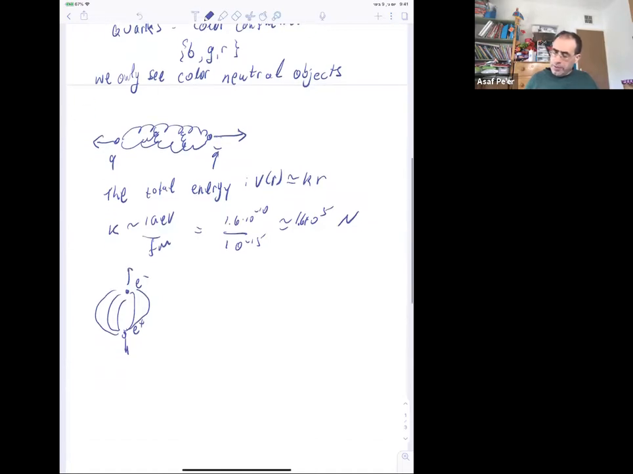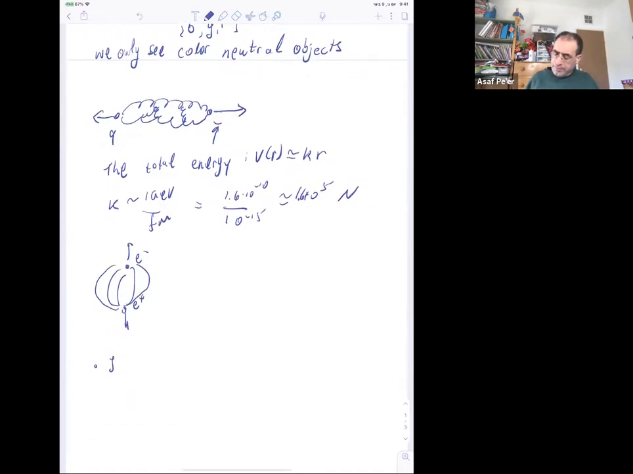And then the last thing we spoke about was jets. So, okay, what happens if we try to take away a quark from its friends, right? Of course, we cannot just push it away. We can kick it, let's say with an electron. So we have an electron that kicks in.